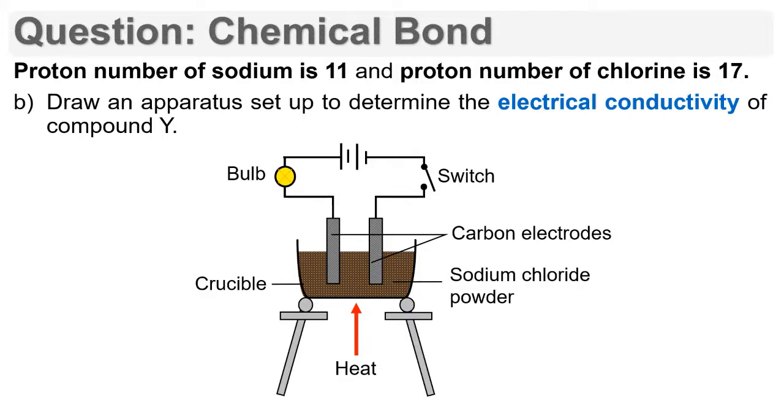If the light bulb lights up, compound Y conducts electricity in molten state. There are free moving ions. If the light bulb does not light up, compound Y does not conduct electricity. There are no free moving ions.